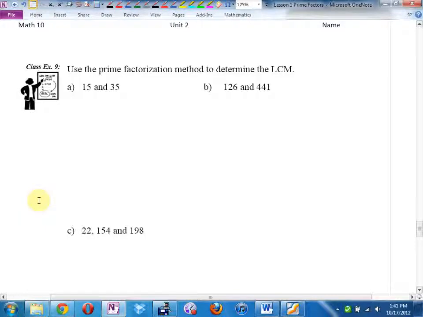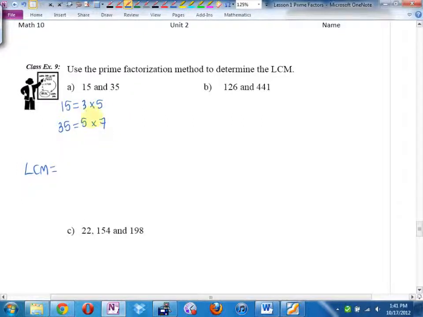Use the prime factorization method to determine the least common multiple. Example 9. 15 and 35. All right. 15 equals what? I'm going to go smallest to biggest, 3 times 5. 35 is what? 5 times 7. So the least common multiple is going to be, I need how many 3's?